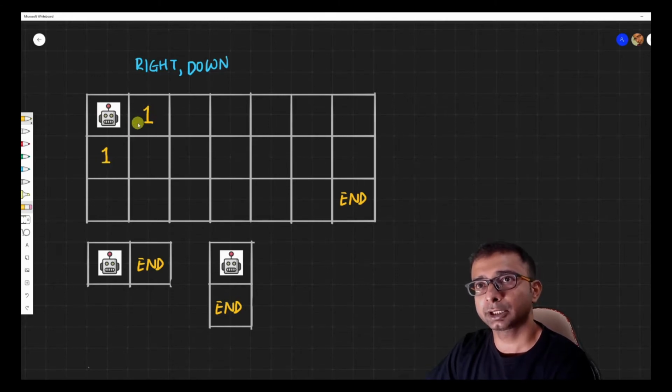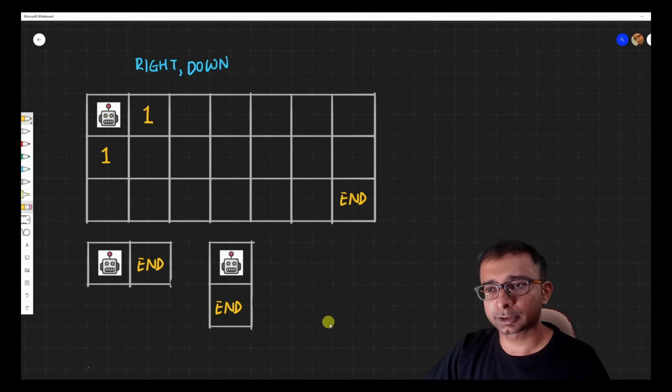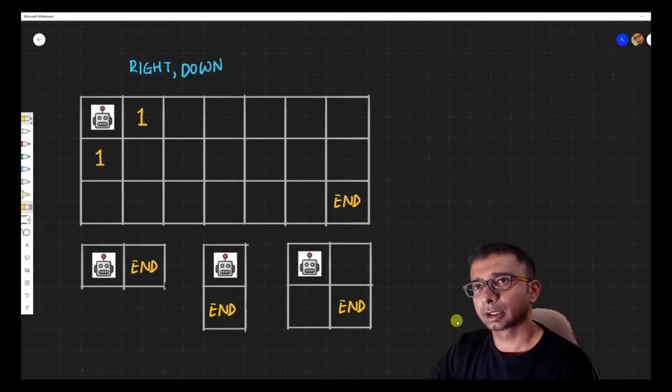We are solving for each of the subproblems. So this cell over here answers this subproblem, and this cell over here answers this subproblem, this box over here, right? So let's extend the boxes. So now we have extended the boxes, right?